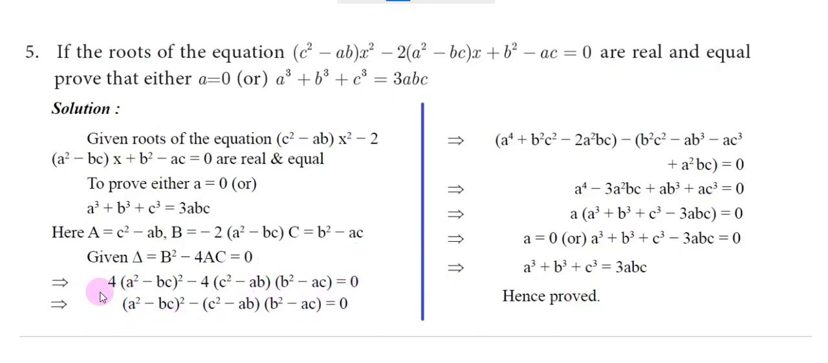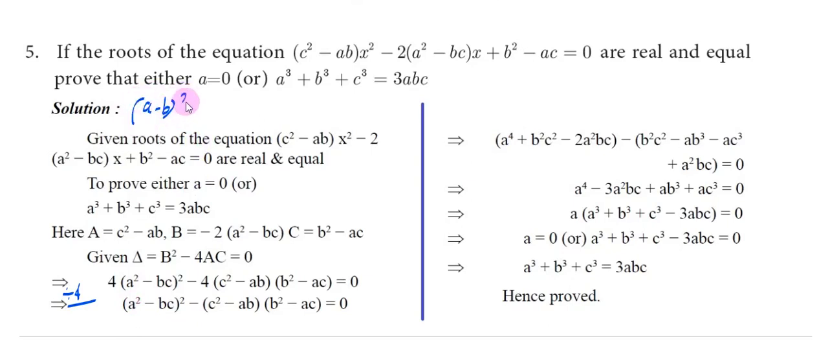Okay, look, here 4 is common, so divide by 4. This 4 and that 4 will be divided. The remaining terms: (a² − bc)² − (c² − ab)(b² − ac) = 0. Now look, it is of the form (A − B) the whole square. We know the formula; let me write it here. What is (A − B)²?